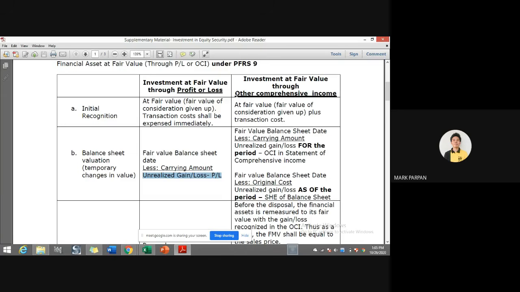But OCI is a balance sheet account. You have a gain or loss for the period, but since it is a balance sheet account, it accumulates as of the period, the cumulative unrealized gain or loss. So how do we compute the cumulative unrealized gain or loss? Very simple. Just compare the fair value at year end versus the most original cost. It's original cost. Again, original cost. Okay, so let's practice.